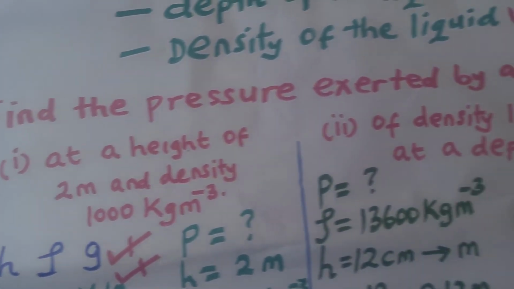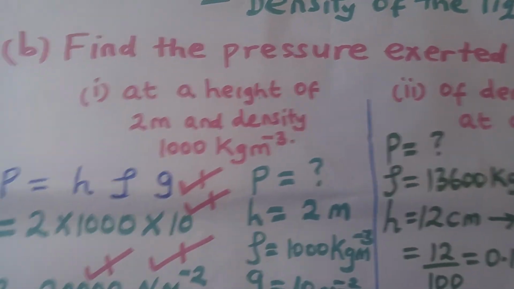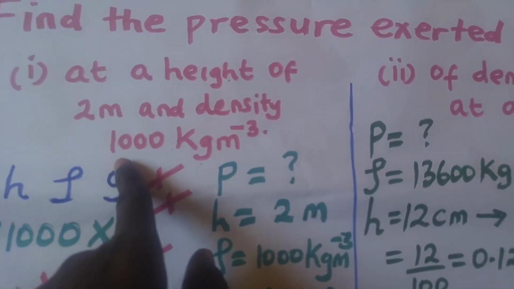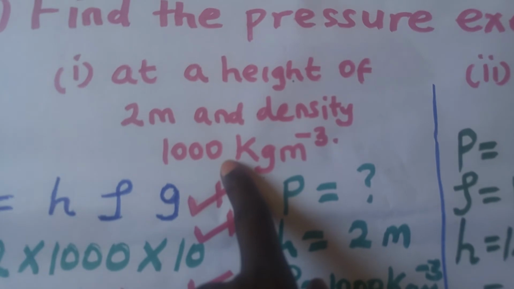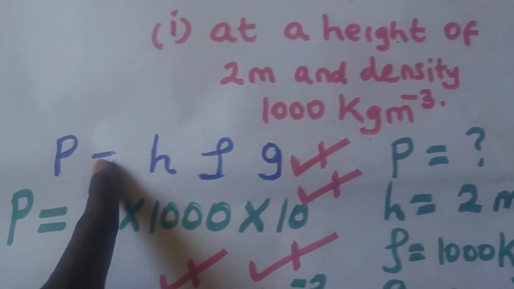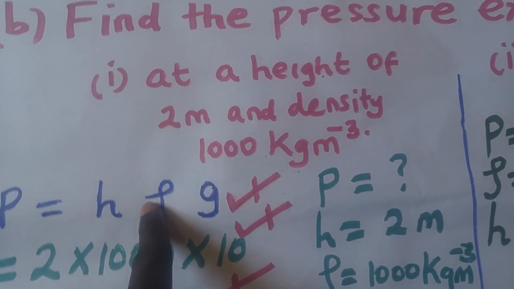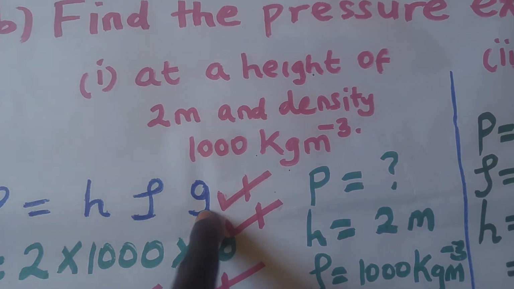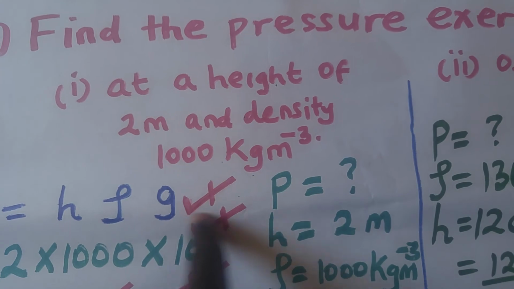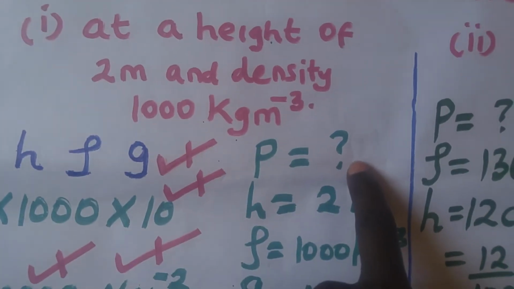Find the pressure exerted by a liquid, okay? Roman 1, at a height of 2 meters and a density of 1000 kilograms per meter cubed. So they want us to calculate pressure and it is in liquid. So we write our formula. Pressure is equal to H times density rho times G. Height times density times acceleration due to gravity. Now the question is calculate the pressure. So the pressure is under question mark.